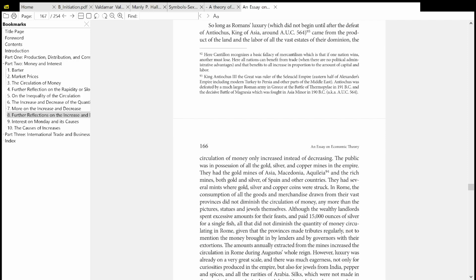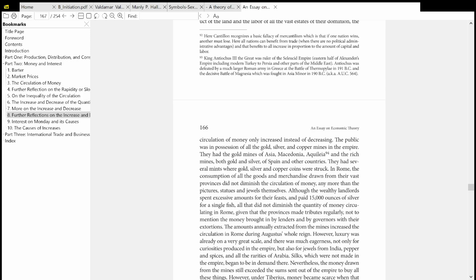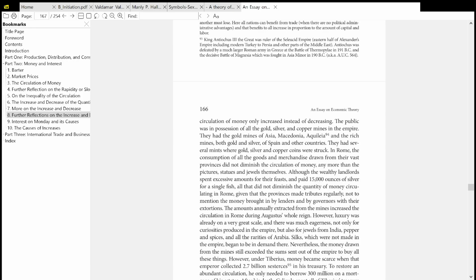However, luxury was already on a very great scale, and there was much eagerness, not only for curiosities produced in the empire, but also for jewels from India, pepper and spices, and all rarities from Arabia. Silks, which were not made in the empire, began to be in demand there. Nevertheless, the money drawn from the mines still exceeded the sums sent out of the empire to buy all these things. However, under Tiberius, money became scarce when that emperor collected 2.7 billion sesterces in his treasury.